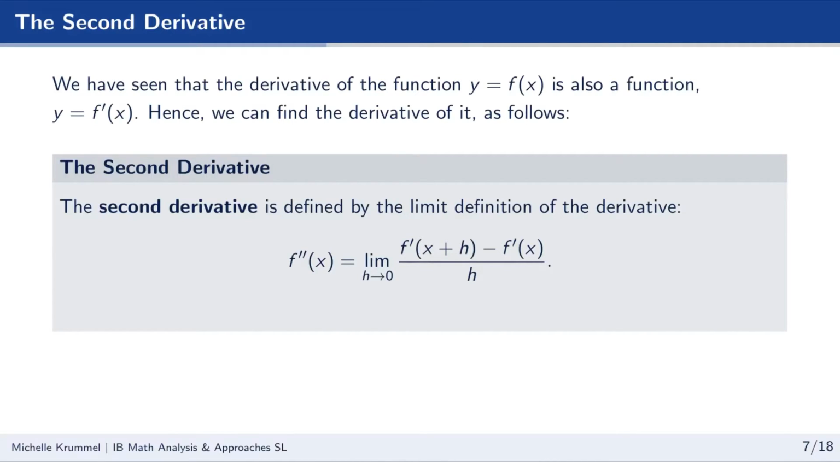Well, we can apply the same definition of derivative, but instead of applying it to the function f, we're now applying it to the function f prime. So you'll see in our definition that instead of being an f, it is now an f prime here and here, because we are applying the limit definition of the derivative to the f prime function. And it's going to give us the second derivative. So this is new notation for us, f double prime.